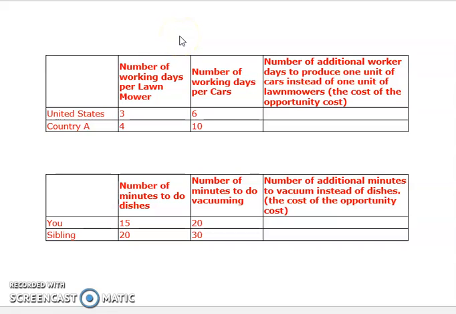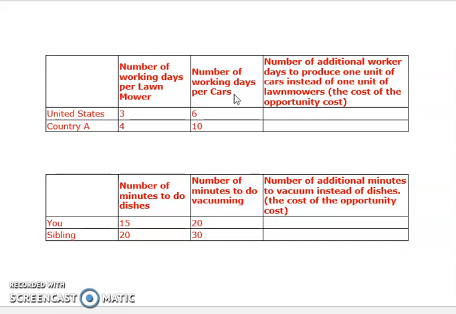Together this video to help clear up some misconceptions and errors that go along with the absolute and comparative advantage lesson. Let's start out with this example here and make sure that we understand absolute advantage. So in this case, we'll have the United States and country A, and they're going to make either lawnmowers or cars.